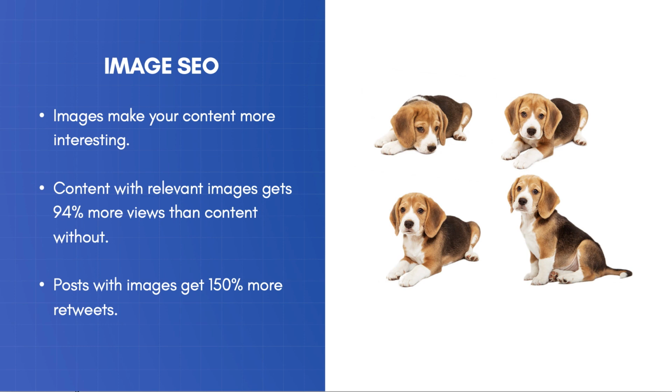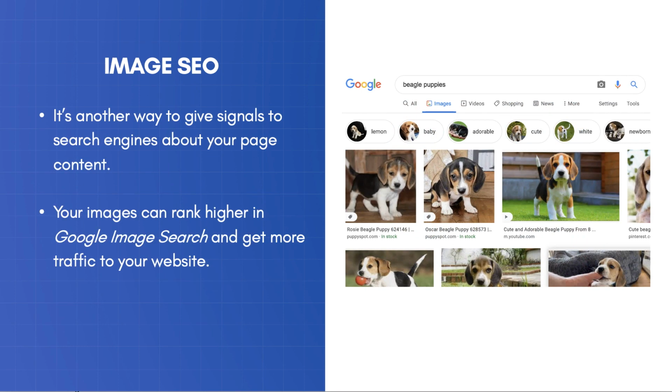First and foremost, they make your content more interesting, and this means visitors are likely to actually read your article. It is not a surprise that content with relevant images gets 94% more views than content without. Your readers are more likely to share a page with images on social media, and the shared post has more chances of getting more attention than plain text posts. It's another easy way to make your SEO stronger by giving search engines the right signals on what your content is about through image alt text. Your images can rank higher on Google image search and get more traffic to your website.